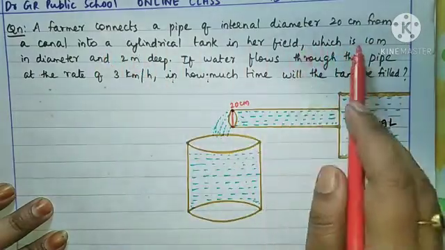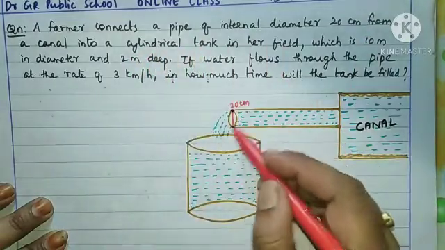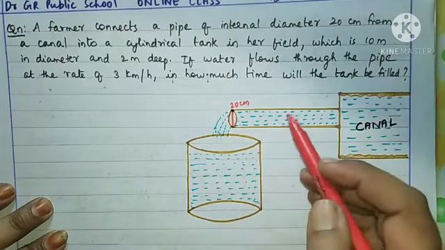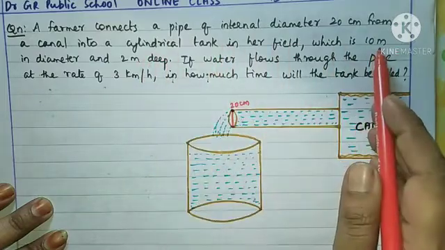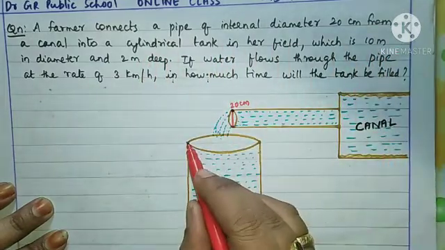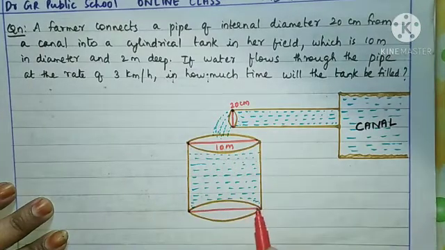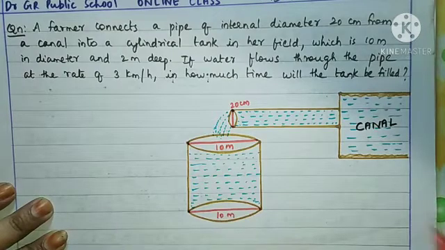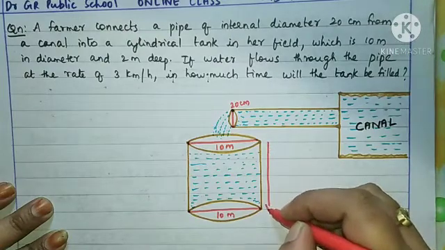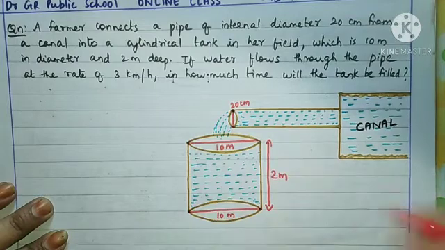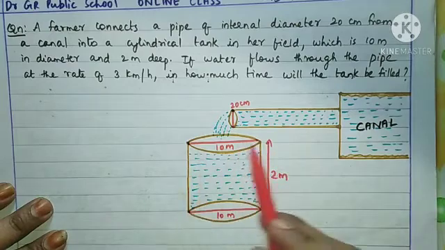Which is 10 meter. Okay, yes, now it is given the cylindrical tank. Inside the cylindrical tank the water is coming inside, and this cylindrical tank is 10 meters in diameter. So the tank diameter is given 10 meters. The diameter of this cylindrical tank is 10 meters and 2 meter deep. So the deep means the height of the tank is 2 meters. Okay, so these are the dimensions of the cylindrical tank.